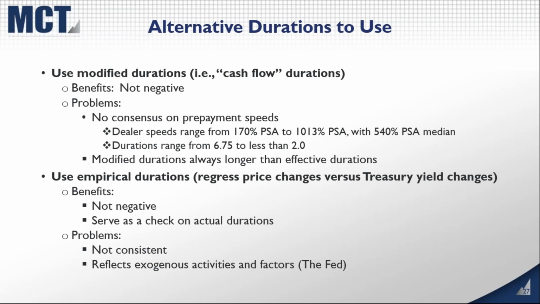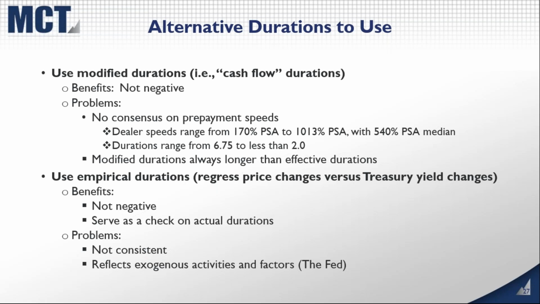The benefit of that is it's not negative, but the problem is there's no consensus on prepayment speeds. The dealer speeds have ranged anywhere from 170 PSA to, as I'll show you in a second, 1,000 PSA, with a median of like 540-ish. So using those, durations range from like 2 to 6.5. 170 PSA in my mind is clearly too slow. 1,000 is, I don't know, it seems really fast. And also modified durations are always going to be longer than the effective durations, so there's always a distortion associated with them, which is why we really don't use them very much for hedging purposes.